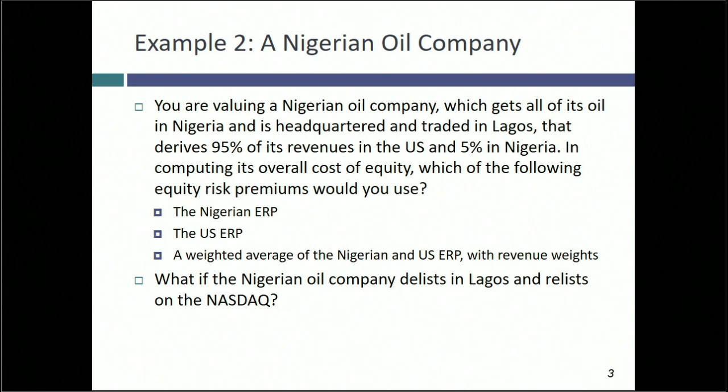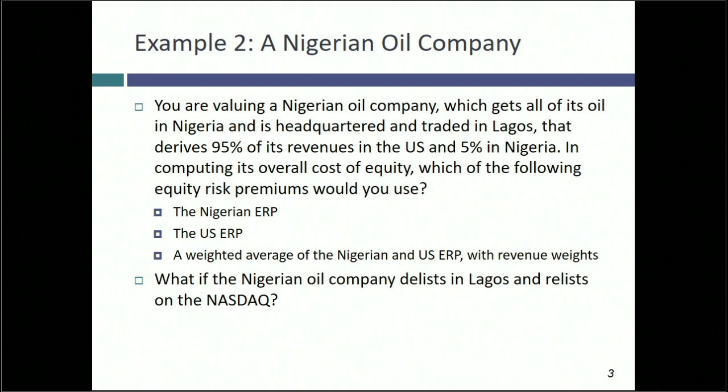The second example is a Nigerian oil company, headquartered and traded in Nigeria, gets all of its oil in Nigeria, but sells 95% of that oil in the US and 5% in Nigeria. Here I'm going to ask you the same question. Should I use the Nigerian risk premium, the US equity risk premium, or a weighted average based on revenues? If you're on autopilot, what are you going to do? You're going to use the revenue weights, right?